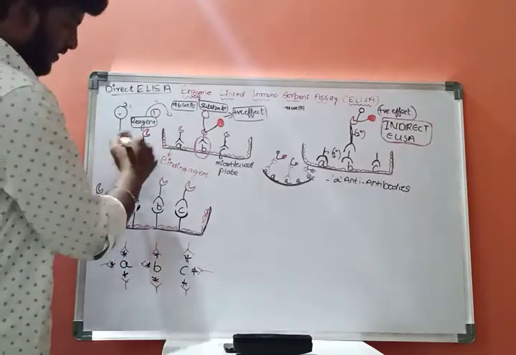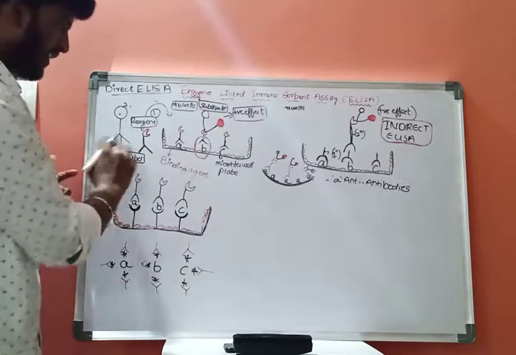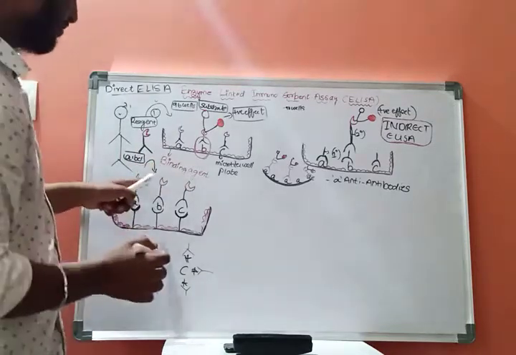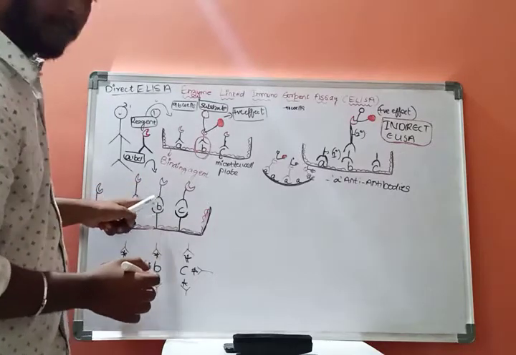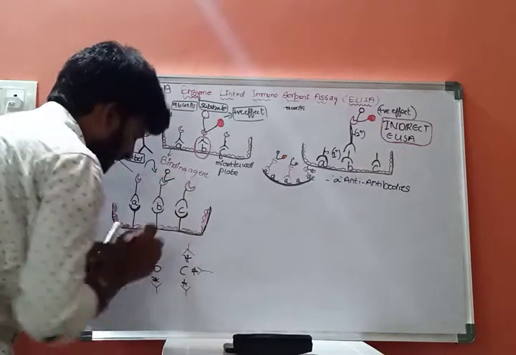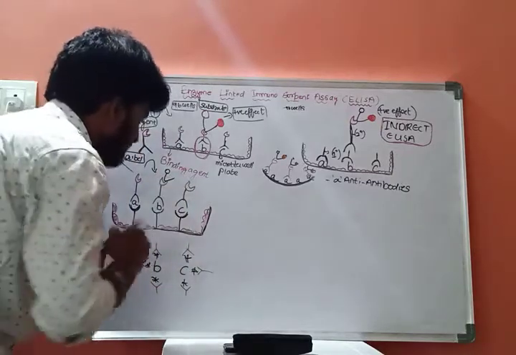Whenever the substrate is added into this solution, it will get bound to the enzyme of B type of antibodies. As a result, it gets converted into a colorful substance.